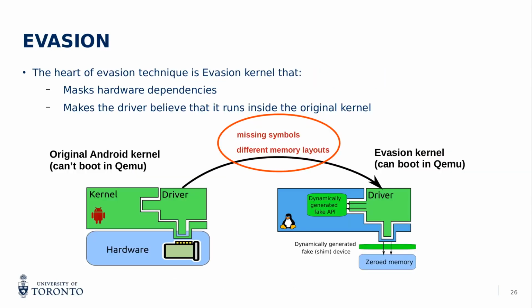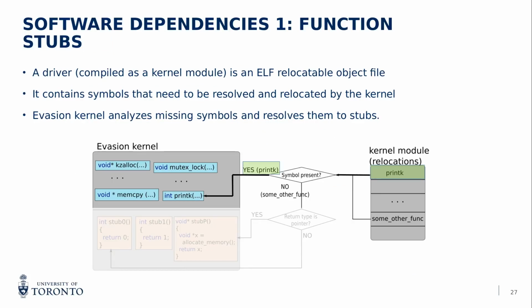Let's now move to missing software dependencies. The reason for software dependencies is that drivers come from various Android kernels that add new functions that evasion kernel doesn't implement. There are two types of software dependencies: missing symbols and unknown driver memory layout. In a nutshell, we simply replace these missing functions with function stubs.